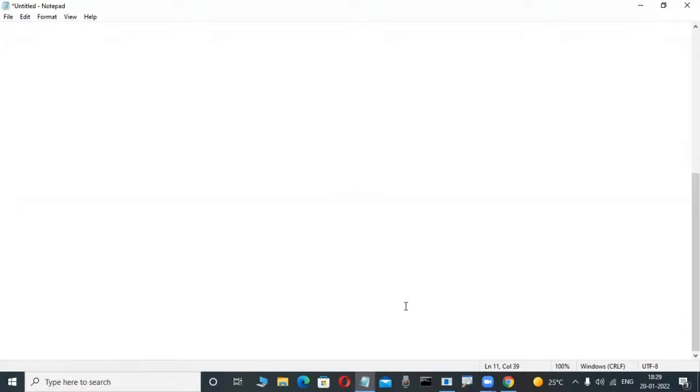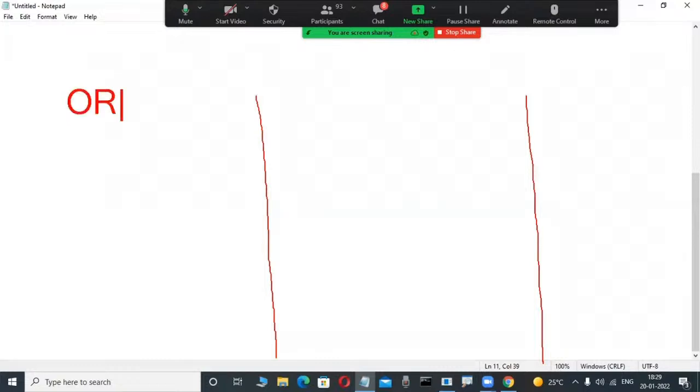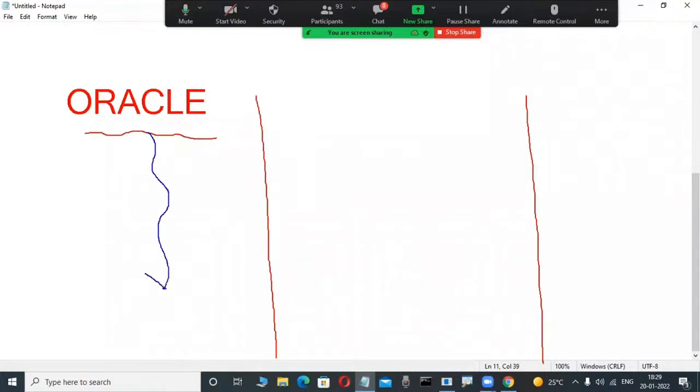Suppose, for example, concentrate for five minutes. I am working in a company, on an Oracle project. Oracle is a relational database product. If I want to operate this relational database product, I use SQL. SQL is a language I am using. Slowly observe here: SQL is a language.